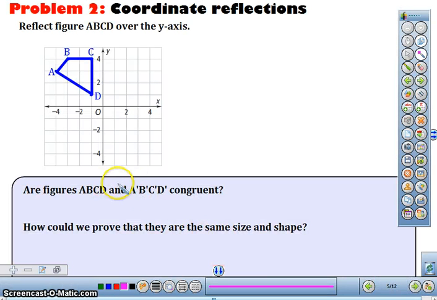So you're now asked to reflect a whole figure over, in this case, the y-axis. First, for some of you, you might want to identify where your y-axis is.